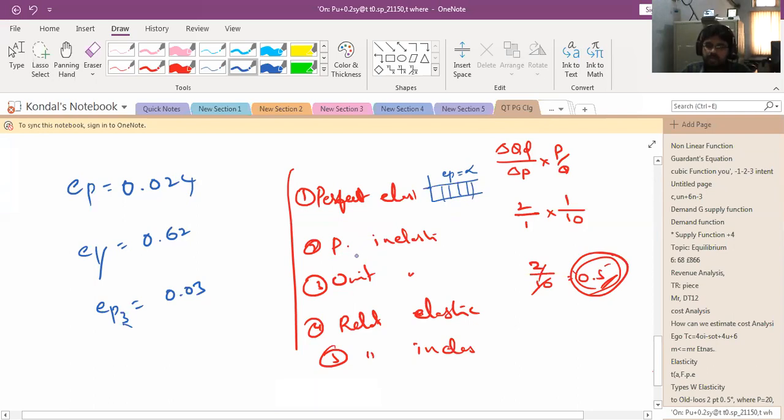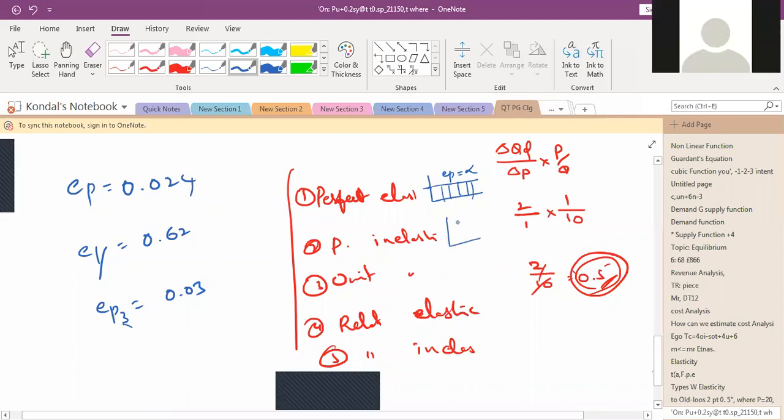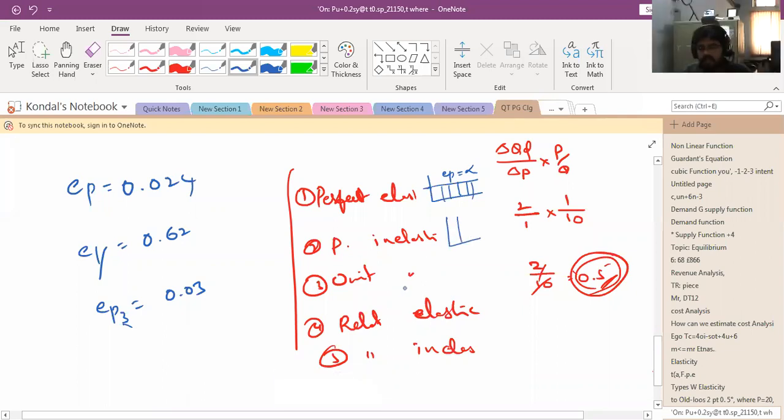So what is perfectly price inelastic demand? At a certain quantity demanded, the price changes. It is vertical to the y-axis, right? Here the elasticity of price will be very close to zero, whereas for perfect elasticity it is infinity.